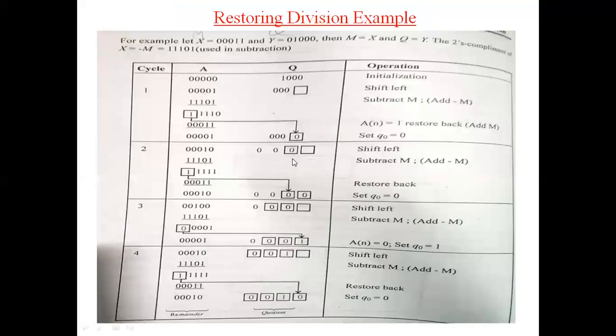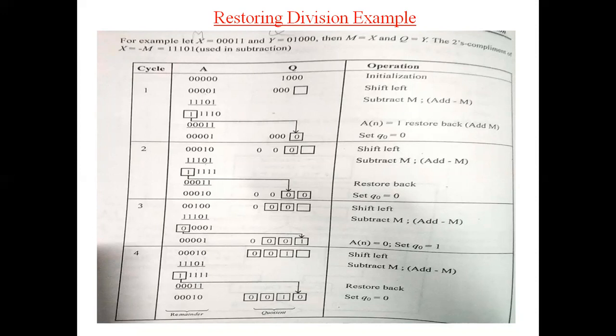Now, a restoring division example. For example, let x equal to 0011 and y equal to 0100. Then M equal to x and Q equal to y. The 2's complement of x, equal to minus M, is 1101, used in the subtraction. In this algorithm and with these values, we are using 4 cycles.